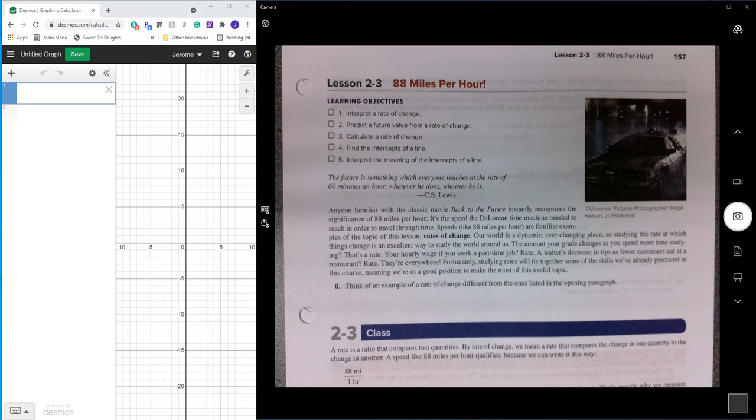Our world is a dynamic, ever changing place, so studying the rate at which things change is an excellent way to study the world around us. The amount your grade changes as you spend more time studying. That's a rate. Your hourly wage if you work a part time job, rate. A waitress's decrease in tips as fewer customers eat at a restaurant, rate. They're everywhere. Fortunately, studying rates will tie together some of the skills we've already practiced in this course, meaning we're in good position to make the most of this useful topic.